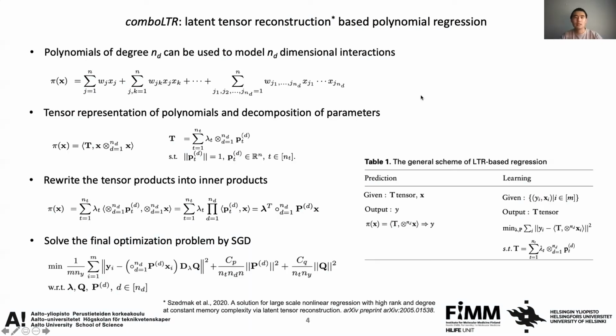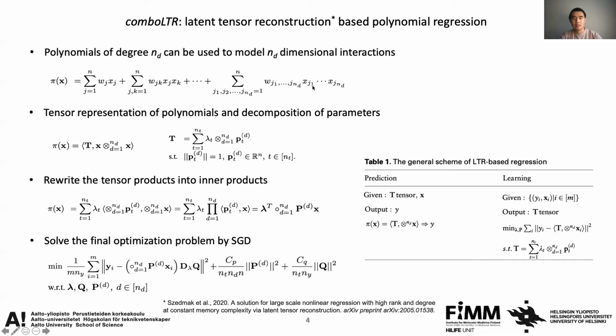So then how do we learn the combination responses? We built the ComboLTR method upon the latent tensor reconstruction-based polynomial regression method previously developed by our lab. So consider a polynomial of degree nd, which can be used to model nd-dimensional interactions. The polynomial functions have high representation power, but as the degree goes up, the exponential complexity will make it difficult to efficiently estimate all the coefficients.